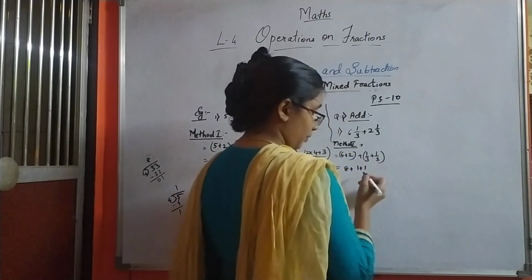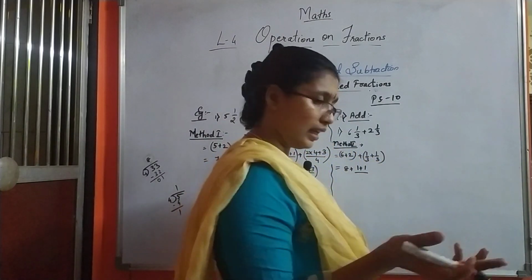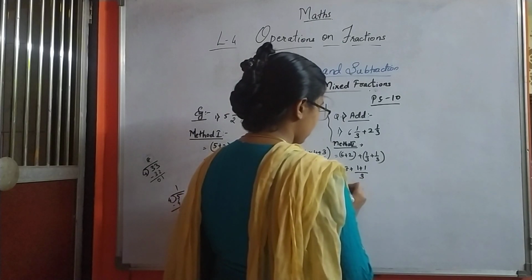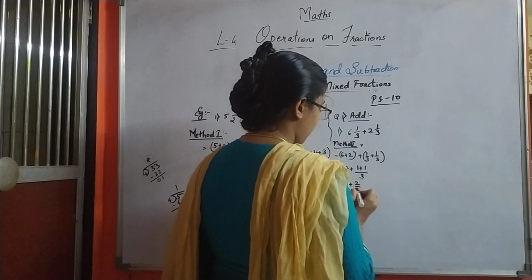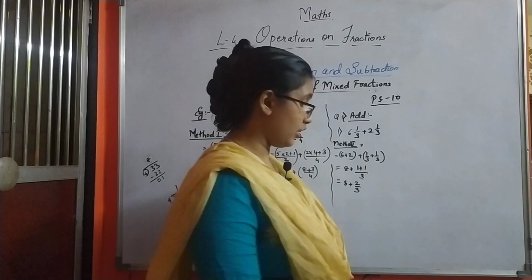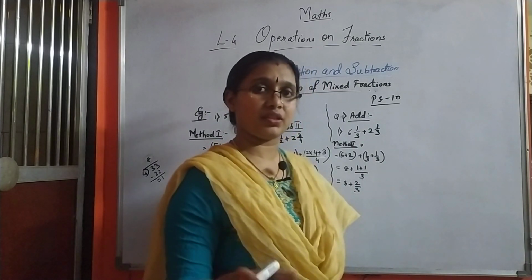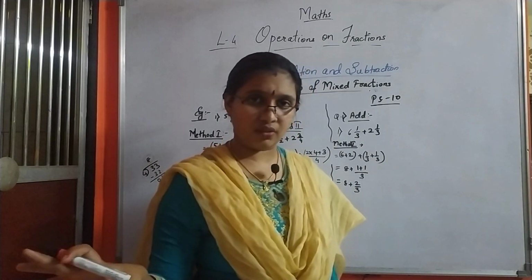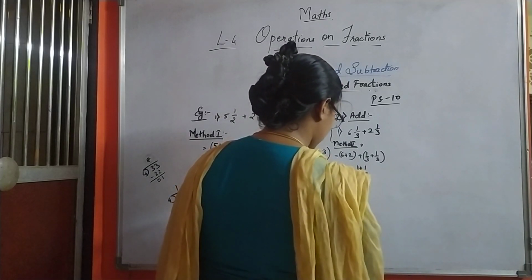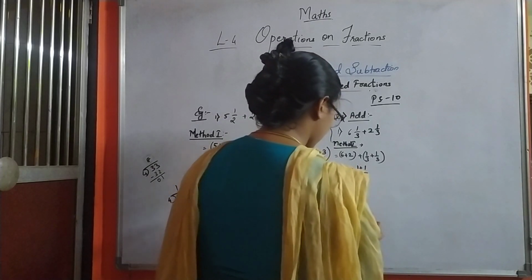I have common denominators, so no need to do anything, directly add it. That is 8 plus 2 upon 3. Since in 2 upon 3 the numerator is less than the denominator, that means it is a proper fraction. No need to convert into anything, directly write it as 8 2 upon 3.